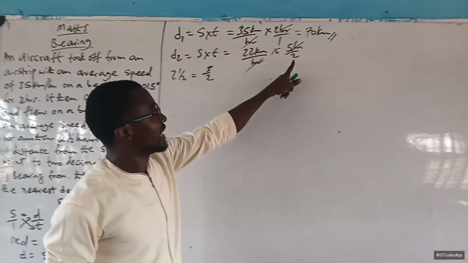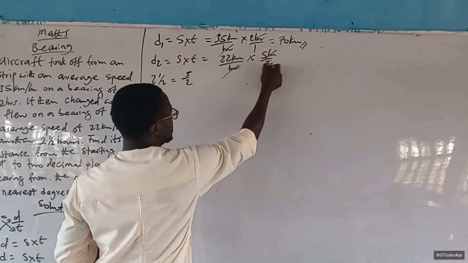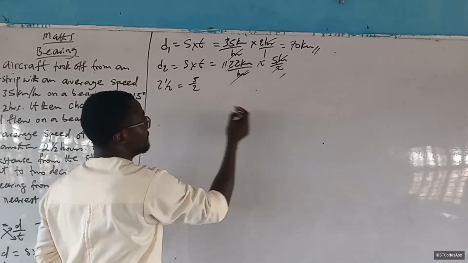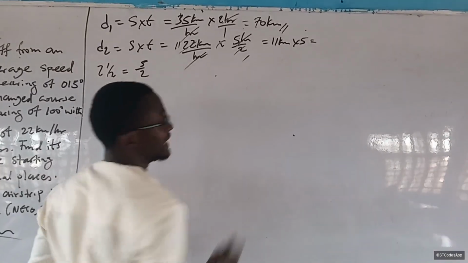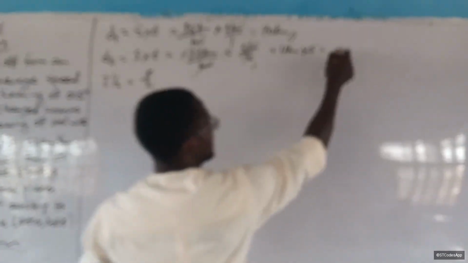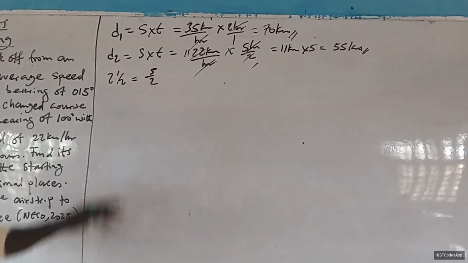So I'm going to have 22 km times 5 all over 2. Now 2 is common: 2 into 2 is 1, 2 into 22 is 11. So we are left with 11 km times 5, and that gives us a total of 55 kilometers. Now we are done getting our distances.